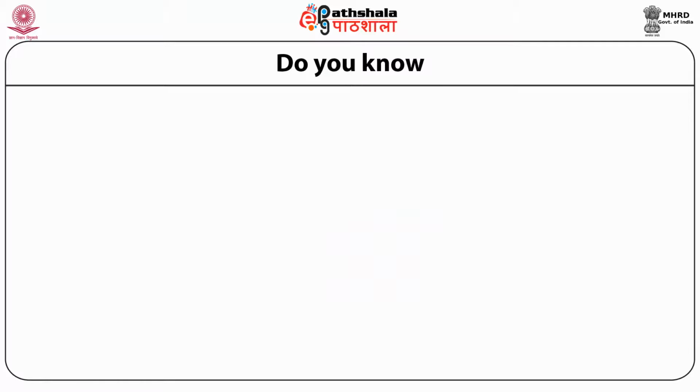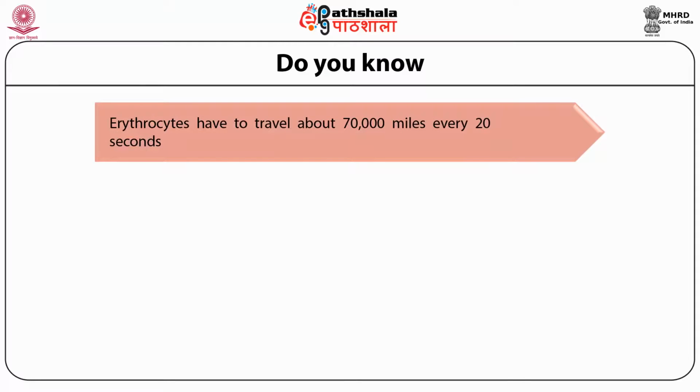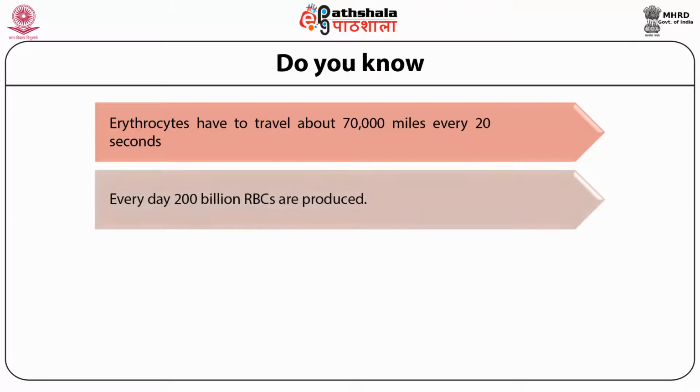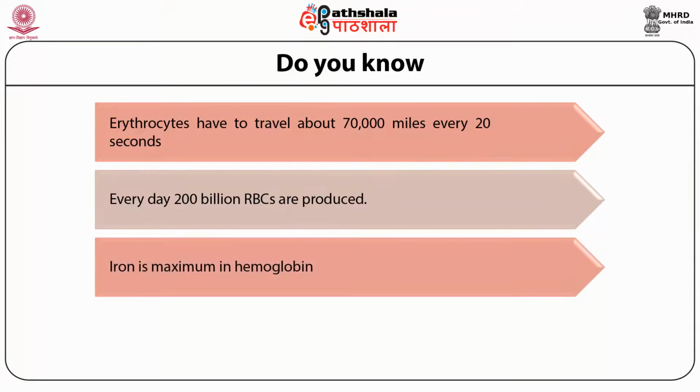There are some interesting facts, students. Erythrocytes travel about 70,000 miles every 20 seconds. We don't think of it while the RBCs are traveling such long distances in such a small time. Every day, 200 billion RBCs are produced. See the large number. Iron is maximum in hemoglobin. As we have seen earlier, the RBCs have the ability to concentrate hemoglobin to the range of 34 grams per 100 ml of RBCs.